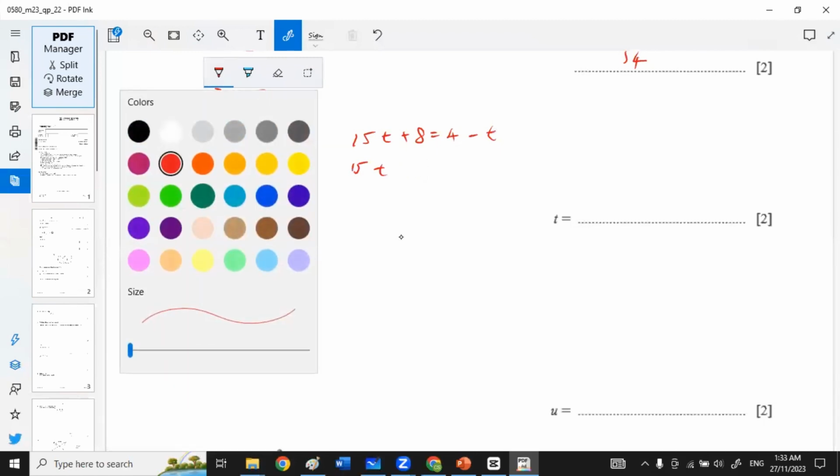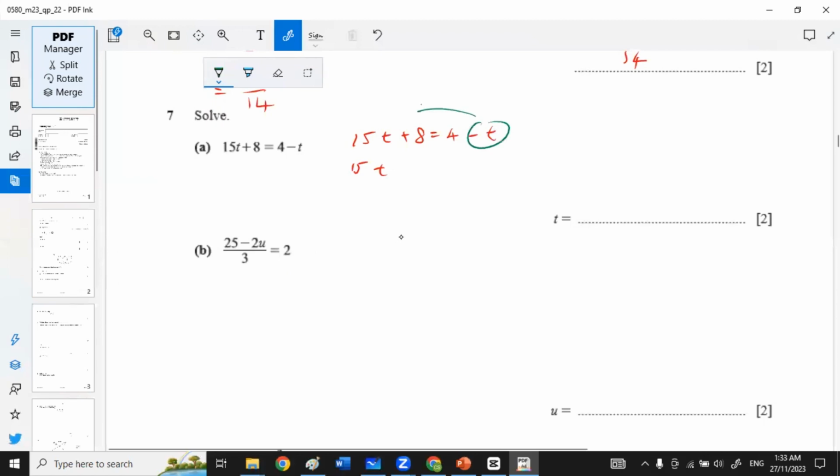First, we bring the minus t to the other side, it becomes plus t, and then equal to 4 and 8. For the 8 is plus, then bring to the other side, become minus 8. So 15t plus t, that will give 16t. 4 minus 8 is minus 4.